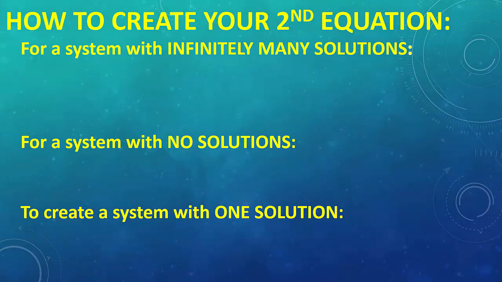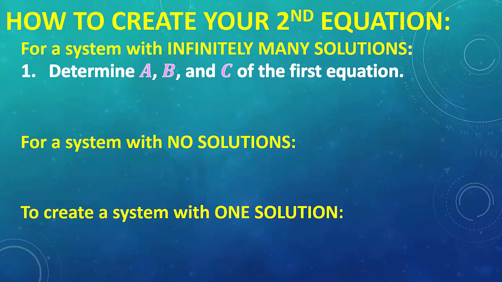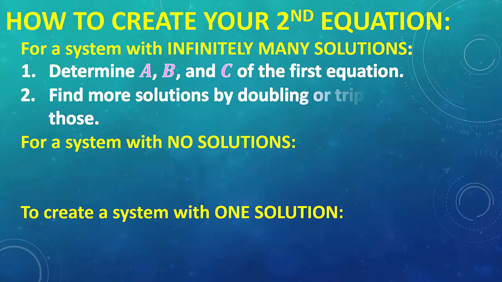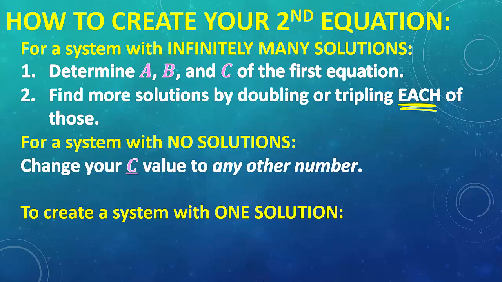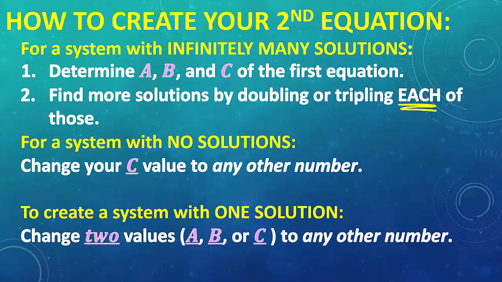As far as how to create that second equation, for a system with infinitely many solutions, you want to determine the a, b, and c of the first equation, the one you're given, and then you can find more solutions just by doubling or tripling each of those, meaning the a, the b, and the c. So if you're going to double everything, multiply a, b, and c all by 2. For a system with no solutions, all you're going to do is change your c value to any other number. And to create a system with one solution, you want to change two values, either your a, your b, or your c, to any other number.